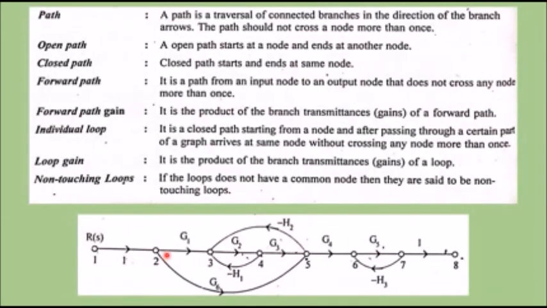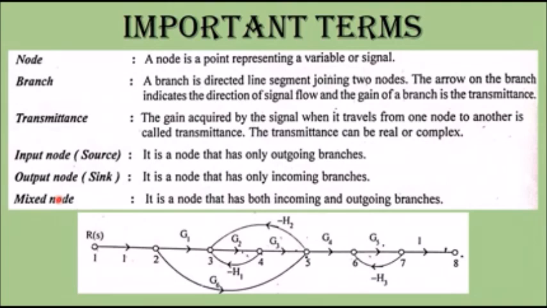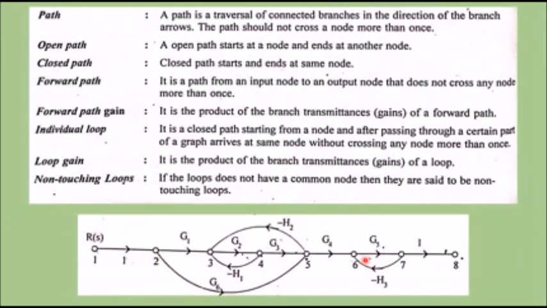Okay, so what is a path? A path is a traversal of connected branches in the direction of the branch arrows. The path should not cross a node more than once. We can see previously that a branch joins one node to another node, I mean the first node to the second node or the second node to the third node, but a branch cannot join node 1 to node 3 if there is a node in between these two. But this is also a branch, node 2 to node 5, because there is no node in between these two.